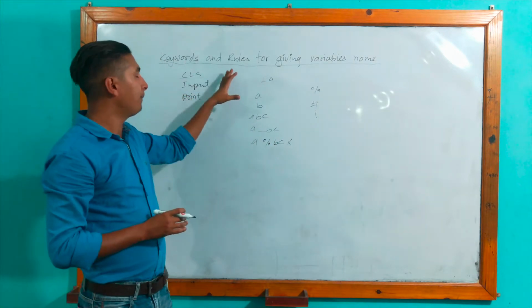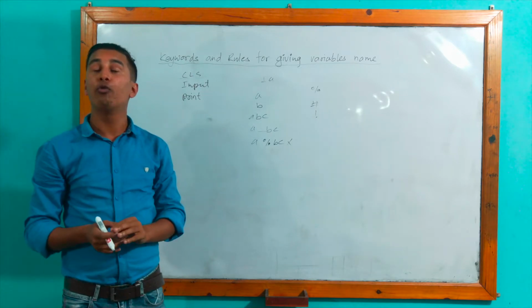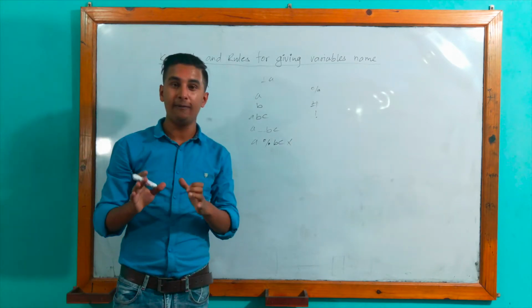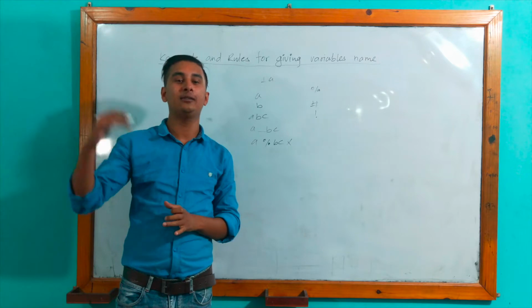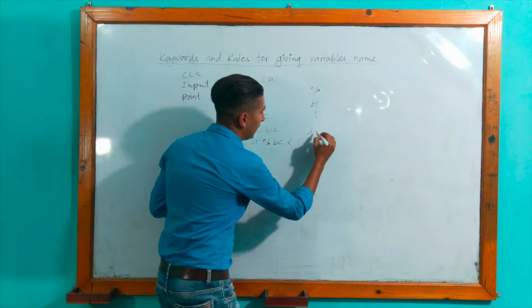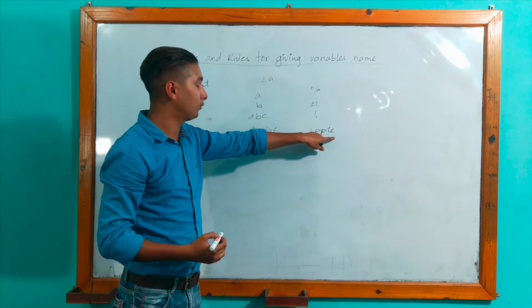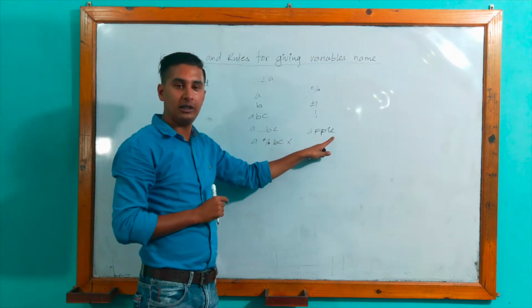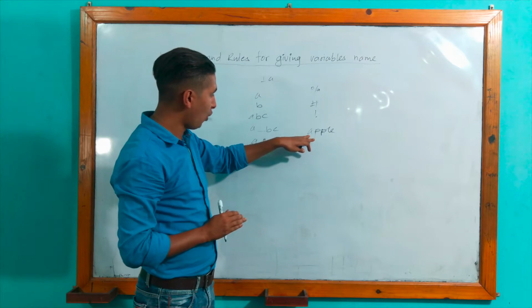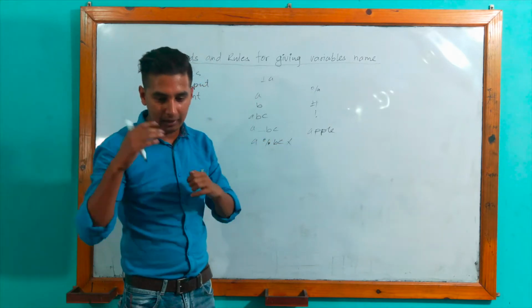And the variable name must be up to 40 characters. That means you cannot give a variable name whose length is 41. For example, APPLE, this is also a variable, but its characters should not be more than 40. It should be from 1 to 40. That is another rule.